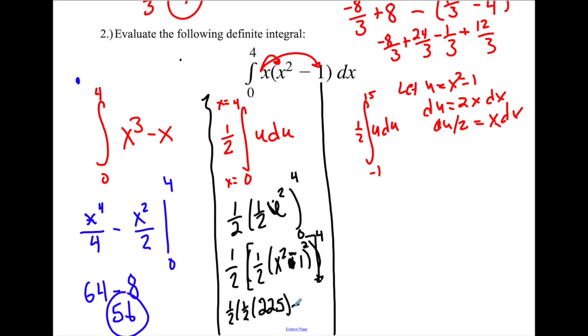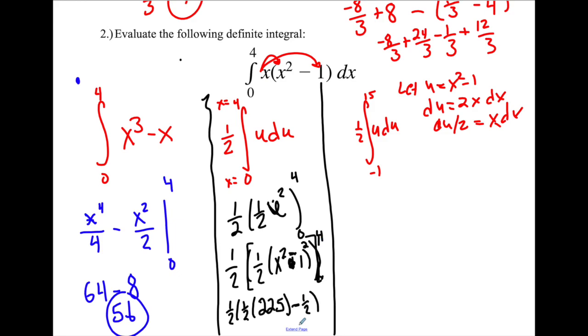Okay, minus, so then I got to plug in 0. So 0 squared. So you get, see, there's the 15 though, and here's the -1. So this would be -1 squared would be 1, times 1/2 is 1/2. Okay, so 1/2 of 225 is 112.5, minus 0.5 is 112, and 112 divided by 2 is 56.